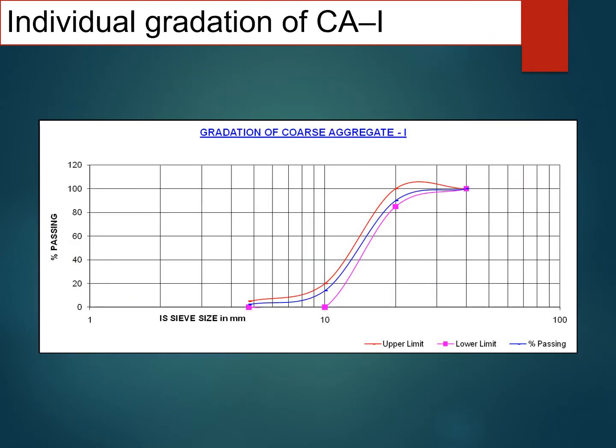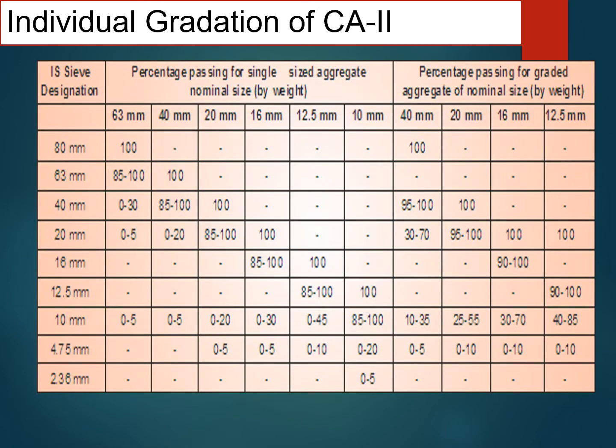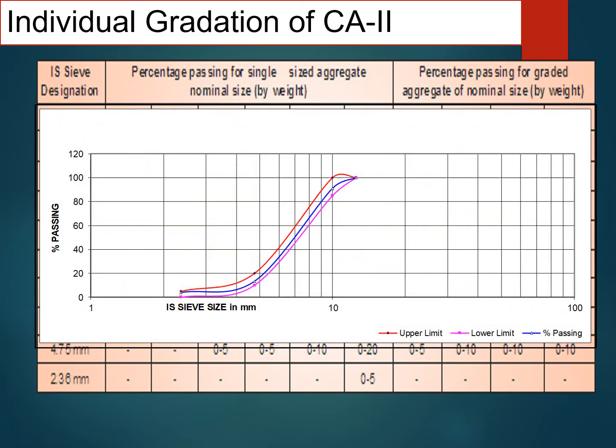Gradation of coarse aggregates also requires to be checked. Individual grading for 20 mm and 10 mm. So now percentage passing for single size aggregates is given, and percentage passing for graded aggregate of nominal size is being given in tables. So now you have the coarse aggregate gradation, individual grading to be checked.